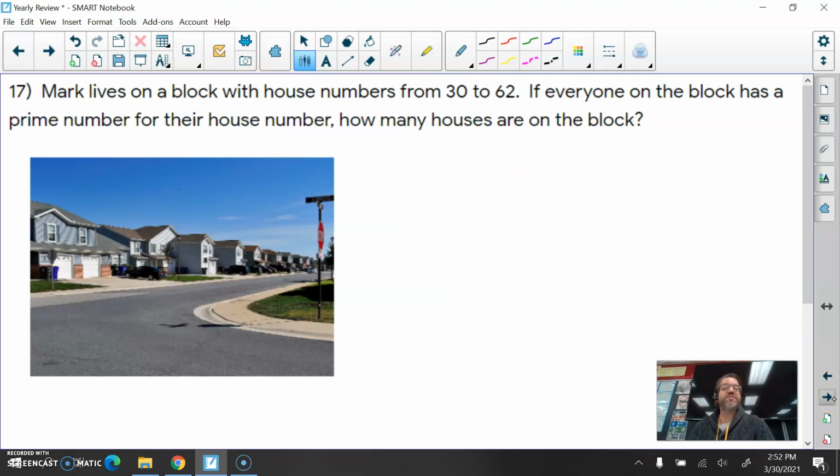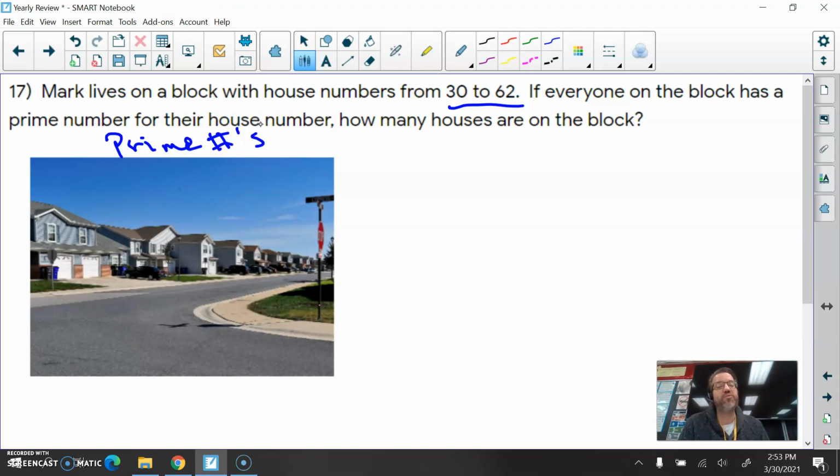All right, in number 17, Mark lives on a block with house numbers from 30 to 62. If everyone on the block has a prime number for their house number, how many houses are on the block? Remember, prime numbers are the ones that only have two factors, one and itself, nothing else goes into them.